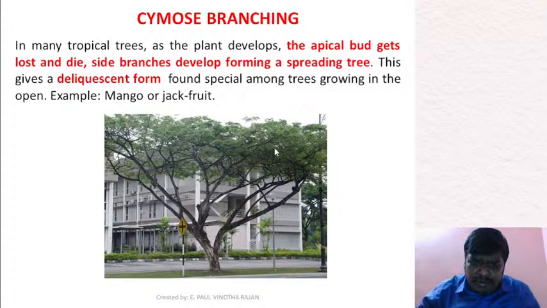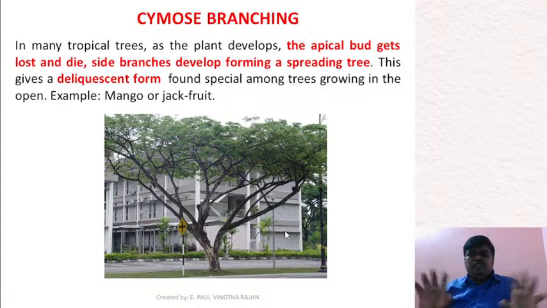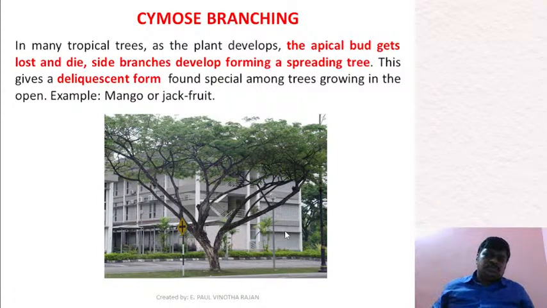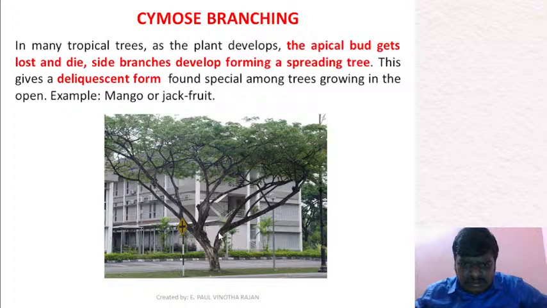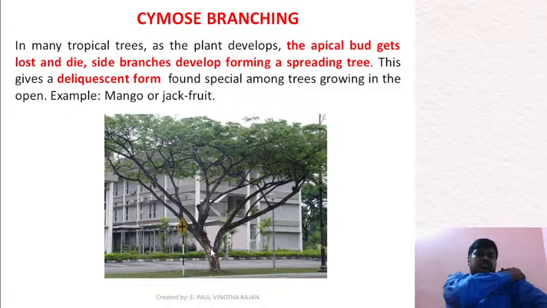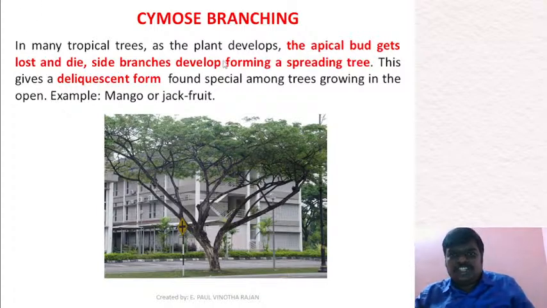And next is cymose branching. In cymose branching, the apical bud dies here, and two side branches develop. At the end of the apical branch, the apical bud, side branches are formed. This is a deliquescent form. Multiple branches will be there. Many branches will be there. That's called cymose branching.